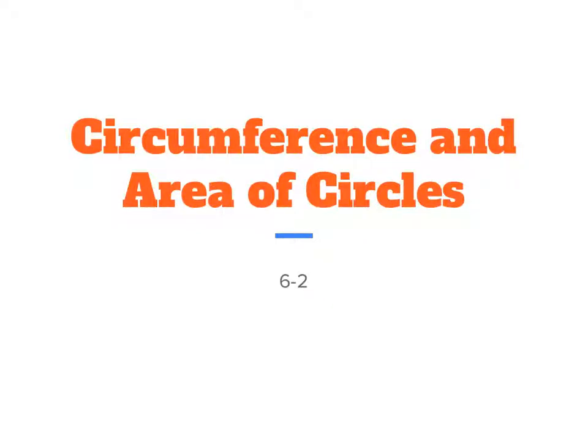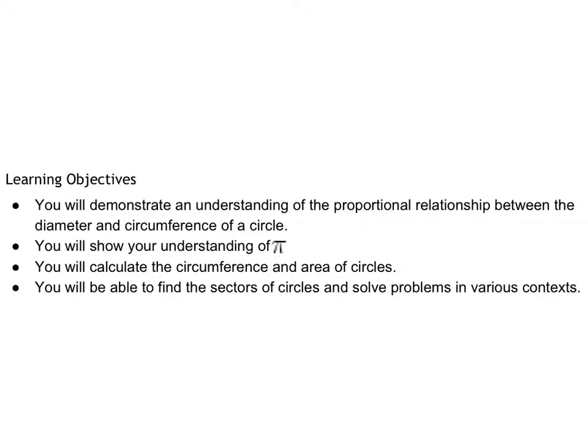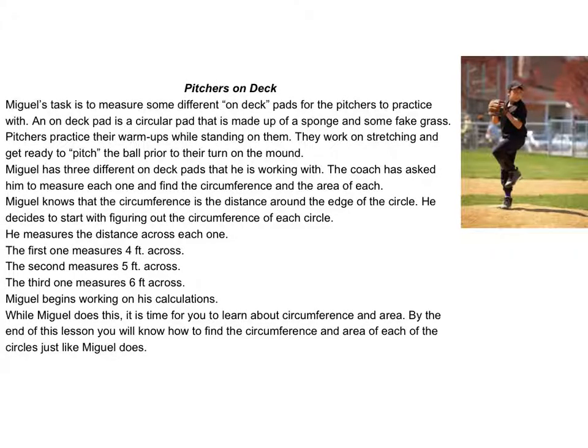Our next lesson is 6.2, circumference and area of circles. Our learning objectives: being able to demonstrate an understanding of the proportional relationship between the diameter and circumference of a circle, show our understanding of pi, calculate the circumference and area of circles, and be able to find the sectors of circles and solve problems in various contexts. Go ahead and read through the intro problem before moving on.